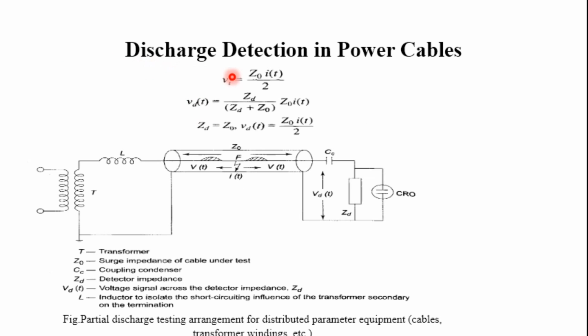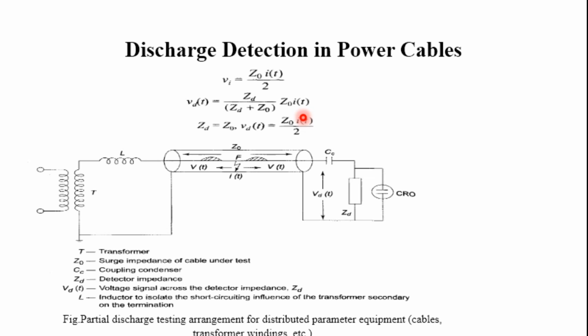Last concept is discharge detection in power cables. The power cables, which have a great length, may be considered to be specimens with distributed capacitance rather than lumped capacitance. This is also true for the windings of transformers and rotating machines, which have high voltage ratings. In such cases, the location of the discharge is done using traveling wave techniques.